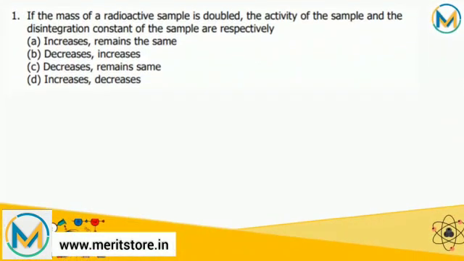If the mass of a radioactive sample is doubled, the activity of the sample and the disintegration constant of the sample are, respectively. So first of all, we know that activity depends upon mass, but the disintegration constant, that is lambda, doesn't change. So the correct answer for this question is option A, that is increases. The activity of the sample will increase if the mass of the sample is doubled, but the disintegration constant will remain the same. So the correct answer for this question is option A.